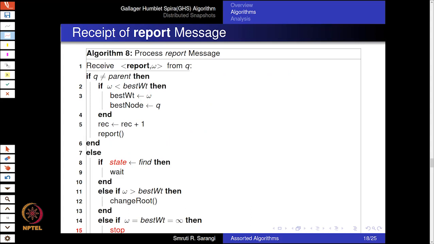So then how do I process the report message? When I get a report message from Q, again I am P, I am always P, and I get a report message from Q. In this case, Q is my child.